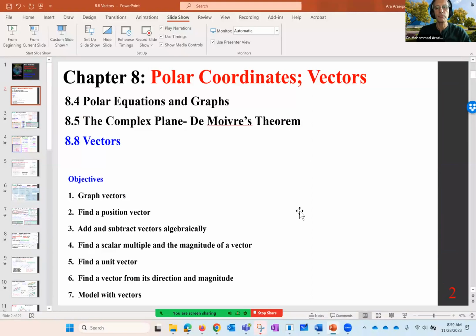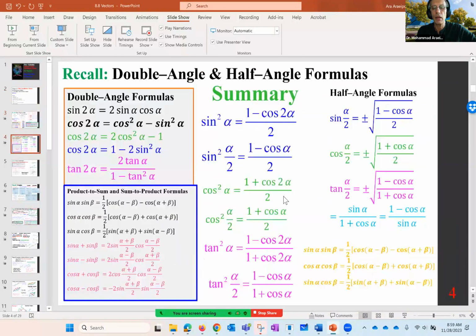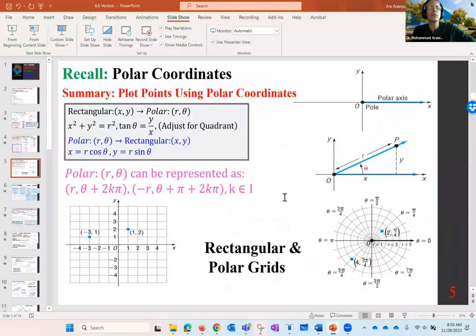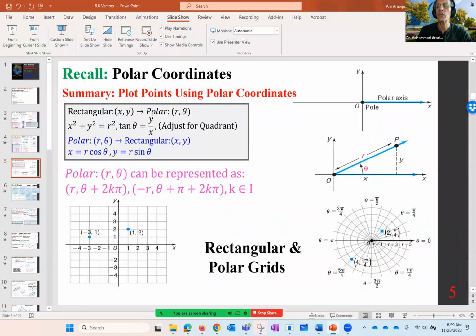So, reminding everyone about basic trig identities, double angle and half angle formulas, and polar coordinates. In short, we have the polar axis, which is the positive side of the x-axis for a rectangular grid, and the pole or the origin.